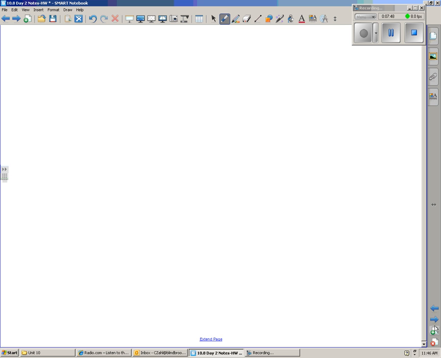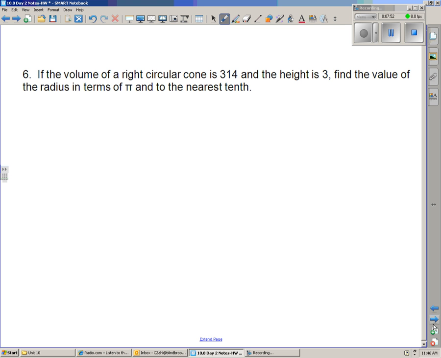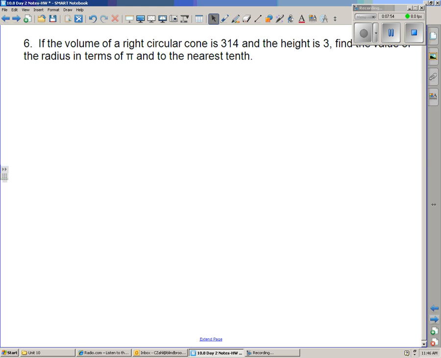Alrighty, last but not least. If the volume of a right circular cone is 314 pi and the height is 3, find the value of the radius in terms of pi and to the nearest tenth. So we're looking for two answers here. One's going to be an exact answer, radius in terms of pi, and the other one's going to be a decimal to the nearest tenth.